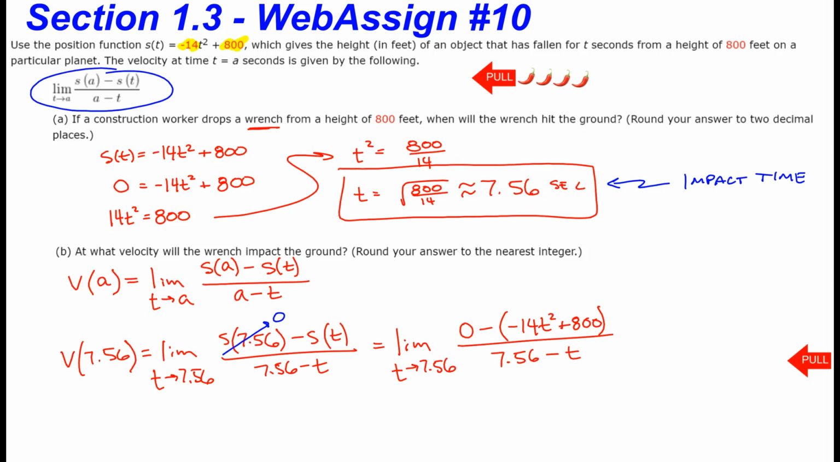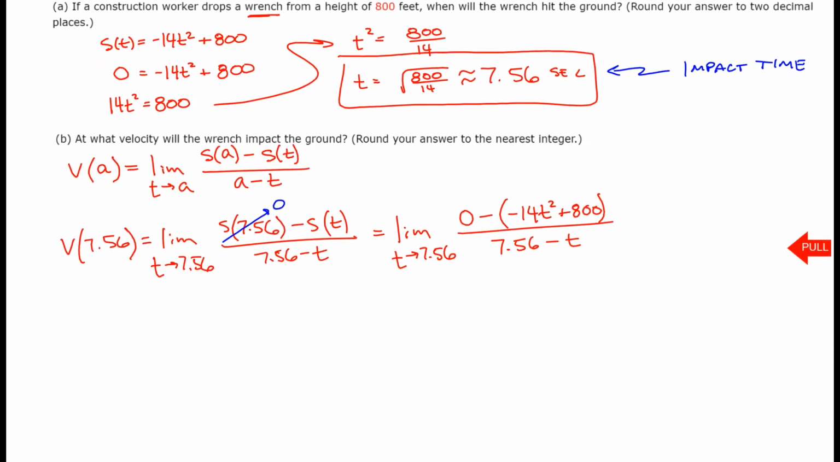So let's simplify this a little more if we can. The velocity at t equals 7.56 is equal to our limit as t approaches 7.56. It's 0 minus negative 14t squared plus 800, so 0 minus that quantity. My sign is basically flipping here. That becomes 14t squared minus 800, divided by 7.56 minus t.